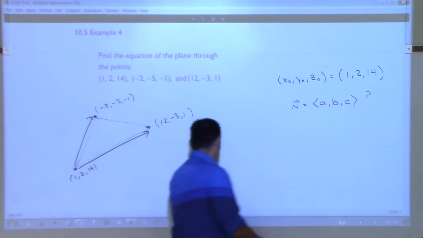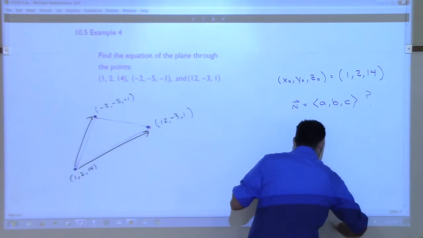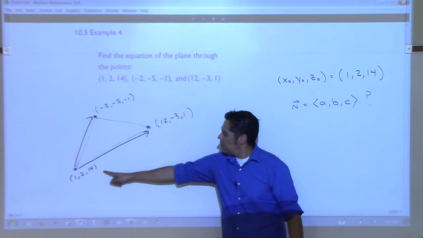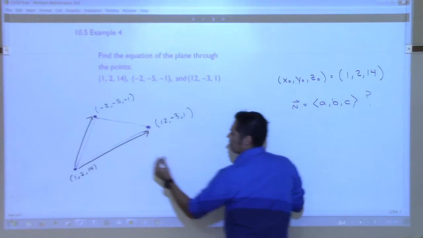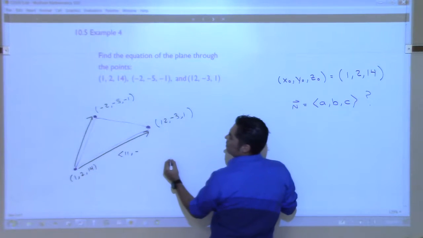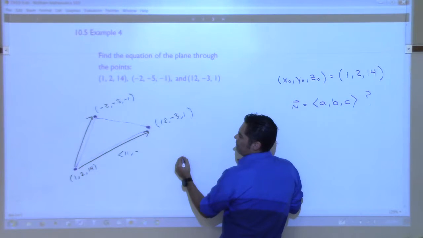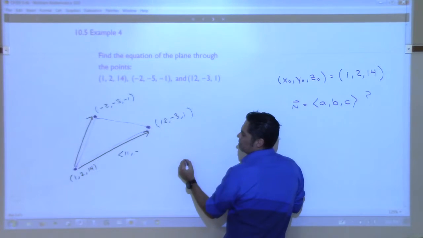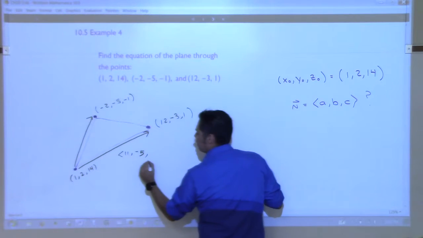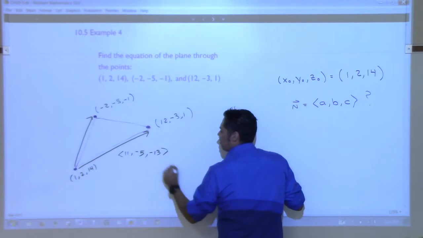How about this vector right here? What is that in its component form? Rose, you're up. I'm looking for the vector from here to here. So, 11, -5, and then -13. I agree with 11. Okay, so that's one of your vectors.